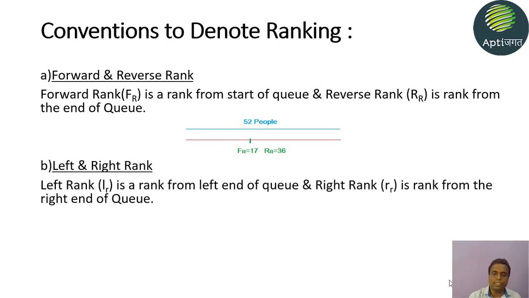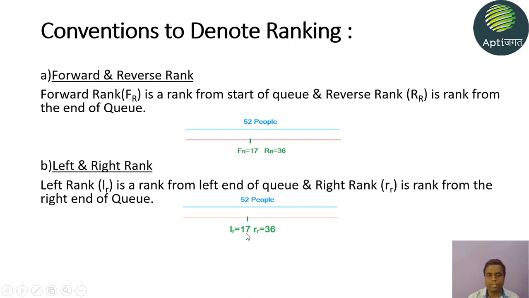If a person is standing at the position marked here with the green line, from the left end he is standing at the 17th position. So what is left rank? Left rank is the rank of a person considered from the left end. In left and right rank, we consider the queue as a horizontal line. From the left side, he is at the 17th position, which means at his left there are 16 more people, right?